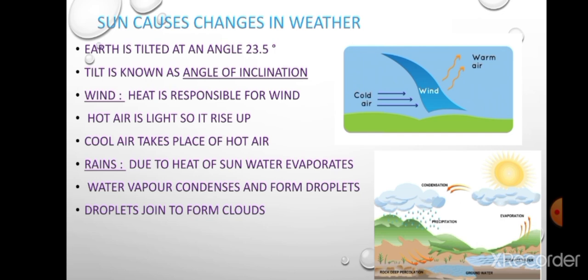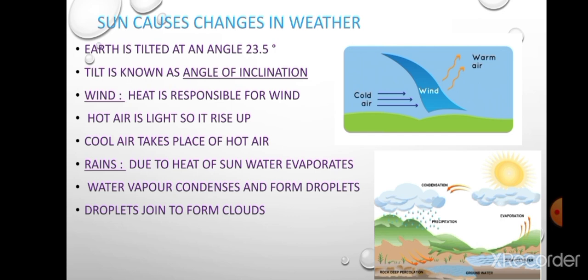The earth is tilted at an angle of 23.5 degrees, and it rotates on its axis and revolves around the sun, and this tilt is known as the angle of inclination, and this causes the occurrence of seasons. Due to this tilt we have different seasons also.